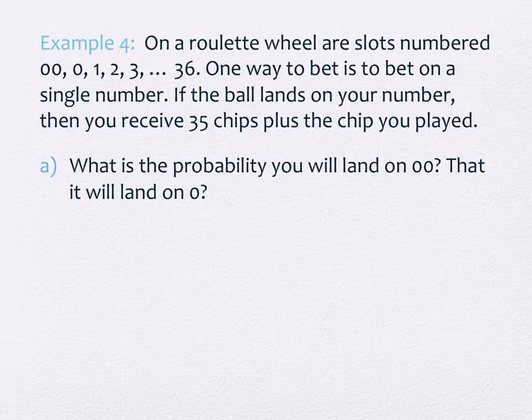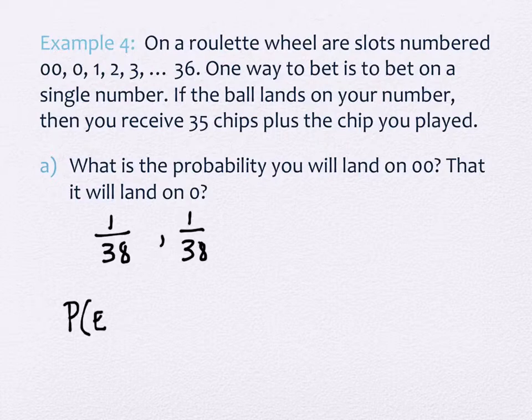Okay? So the first question that we're going to ask is, what in the world is the probability that you will, in fact, land on any particular space? So what is the probability that you will land on 0, 0? 1 out of 38. And the probability that you will land on 0? 1 out of 38. And what would be, we're going to use this in a minute, the probability that you land on either of these? Either one or both. I mean, you can't land on both. That's not a possibility.